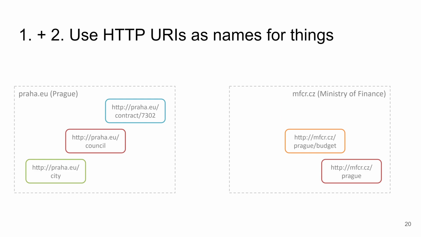Now, there are more publishers of data about Prague on the web, so they also follow the first two principles. So we'll have the Ministry of Finance publishing data about Prague's budget. So again, for each data entity, they assign an HTTP-based URI.